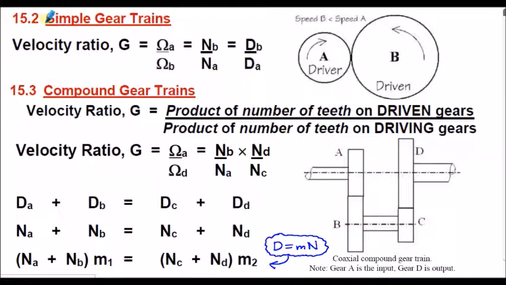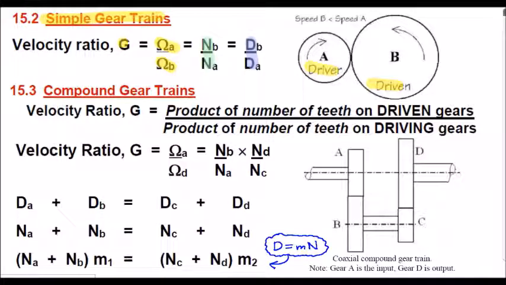So we started off talking about simple gear trains last week, where the velocity ratio G can be defined as the speed of the driver over the speed of the driven, but notice a reciprocal there. Speed of the driver over speed of the driven, number of teeth of the driven over number of teeth of the driver, diameter of the driven over diameter of the driver. Notice the relationship there. Again, it's very useful and crops up in lots of questions.